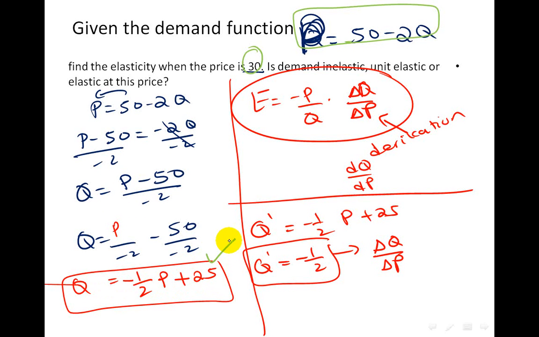After finding the value of Q, I want you to derivate Q to find this value, which is change in Q over change in P. So the derivation, P will be gone because you're going to subtract 1 from the power, and constant numbers are going to be considered as 0, so our derivation will be negative half. So here you're going to plug in negative half in this place, and the last thing will be plug in the value of P here to find the value of Q. So that's what I did here.